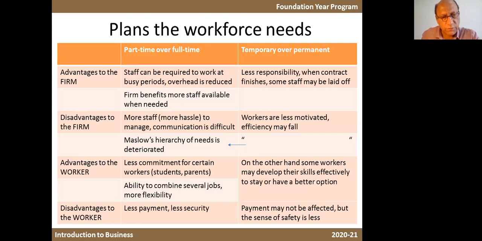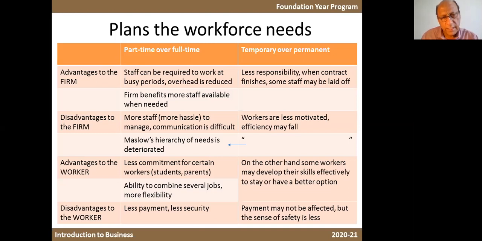What is the advantage to the worker? Less commitment for certain workers, for example students or parents. So they have less commitment, and because of this they are here for 1 month or 2 months. And there is the ability to combine several jobs, more flexibility, so they can combine different part-time jobs wherever they have an available time slot.